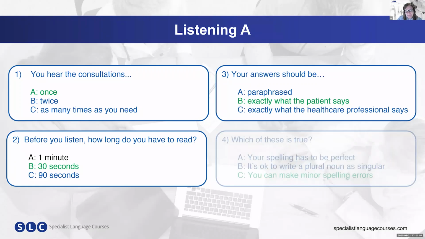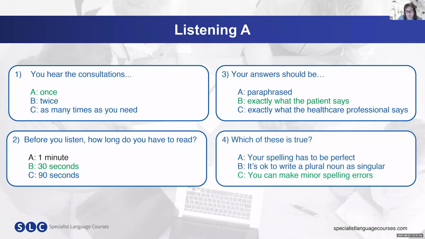And this one, your spelling has to be perfect. It doesn't. You can make minor spelling errors. If you write a double T and it should be one T, that's probably okay. However, things you need to be careful of are things like plural nouns. If you put a plural and it's singular, or you put it singular and it's plural, that changes the meaning, and so you might not get the answer correct. So do be careful of that.